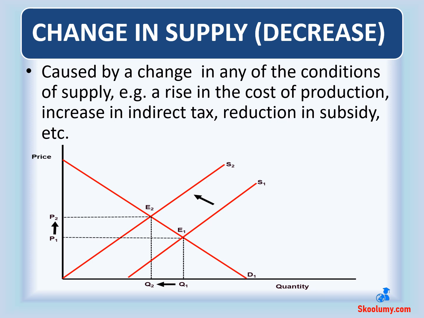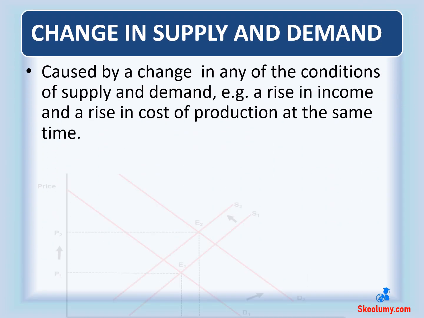Let's examine the effect of a decrease in supply on the equilibrium. Supply decreases when the government increases indirect tax or reduces subsidy. The supply curve will shift to the left from S1 to S2. As a result, the equilibrium price rises from P1 to P2 while the equilibrium quantity falls from Q1 to Q2.